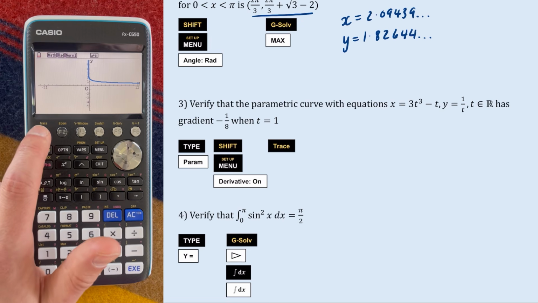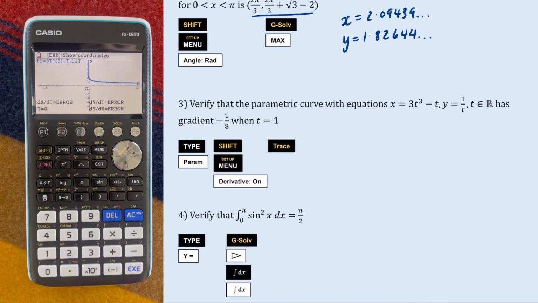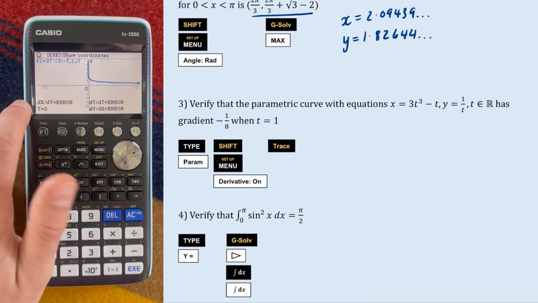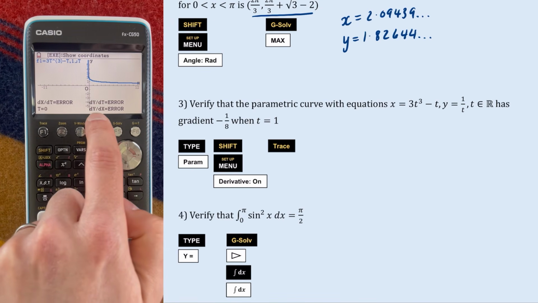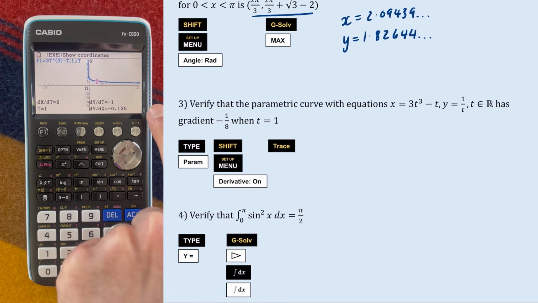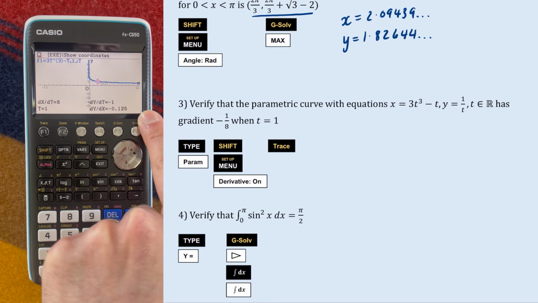So I'm going to start off by showing you this trace one, which is F1. And when you press F1, it's going to give you all of these different bits of information. So it's going to give you dx/dt, dy/dt, but we want dy/dx. So we want it when t is equal to 1. You can literally just press 1, and then it will tell you what t is going to be, and you can press execute, and you'll see here that dy/dx is -0.125. And we know that -0.125 is the same as -1/8.